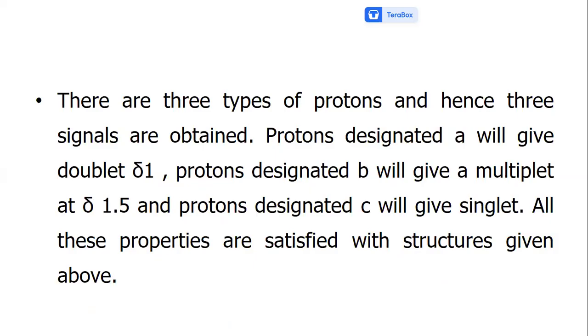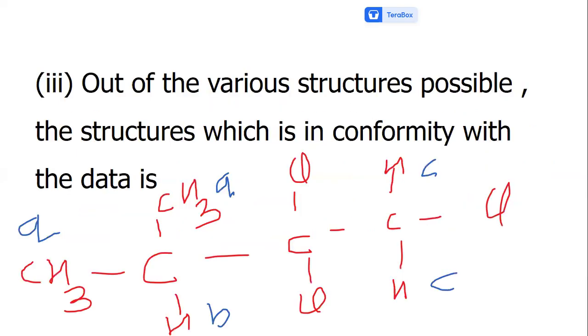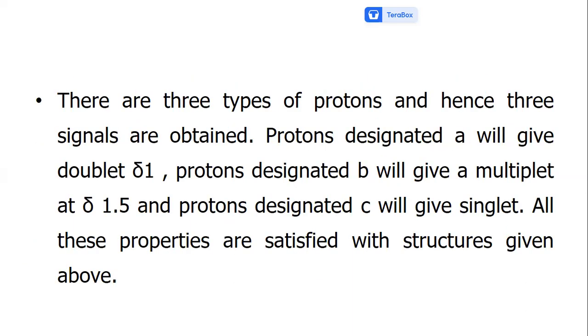Protons designated B will give a multiplet at delta 1.5, and protons designated C will give a singlet. All these predictions are satisfied by the structure given above.